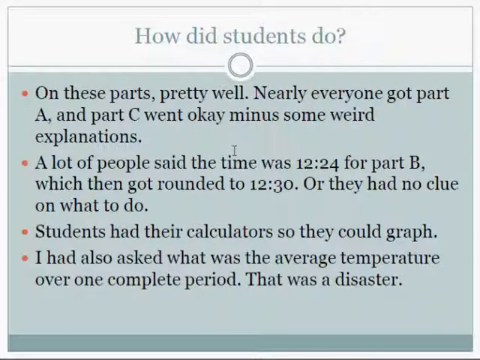Or, admittedly, some students were just like, I have no idea what to do. I am so screwed for this final. And admittedly, some of them were. But that's beside the point. But again, students had their calculators on this last question, so for the most part, it went pretty well.